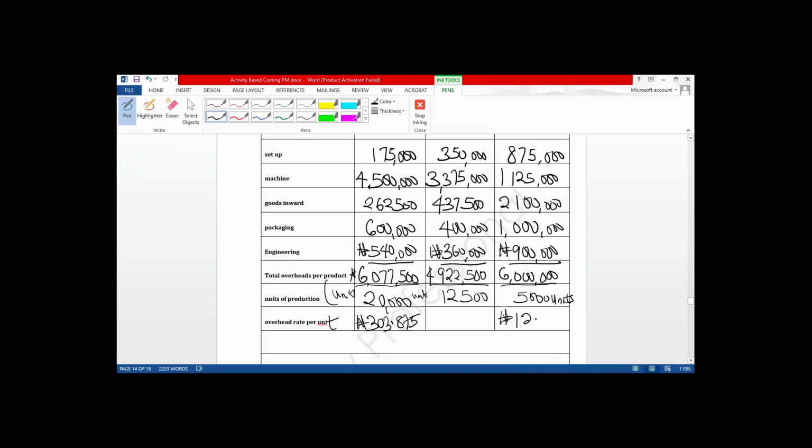Next, this will give you 1,200. 393.8. Beta, 0.8. This is 393.8. You have gotten the overhead rate per unit using activity-based cost. You can now return here.